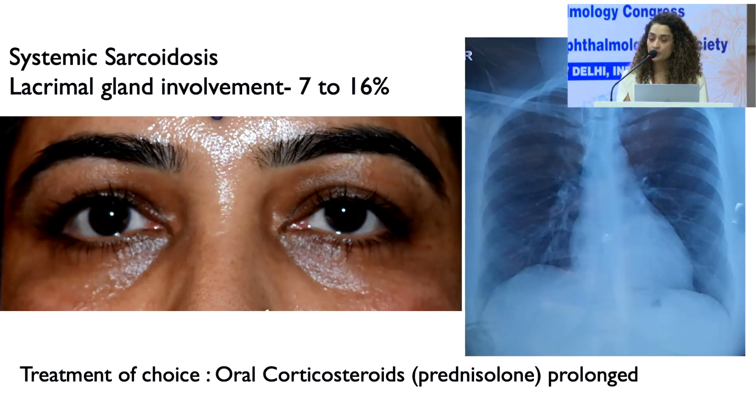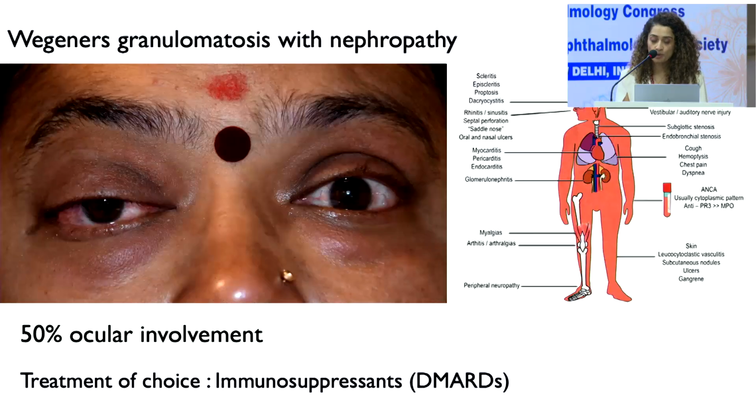In sarcoidosis, I do have a series of orbital sarcoidosis presenting in different ways, even extensive orbital involvement, muscle involvement. So oral corticosteroids is something that I prefer, and these patients are put on low dose for a prolonged period.